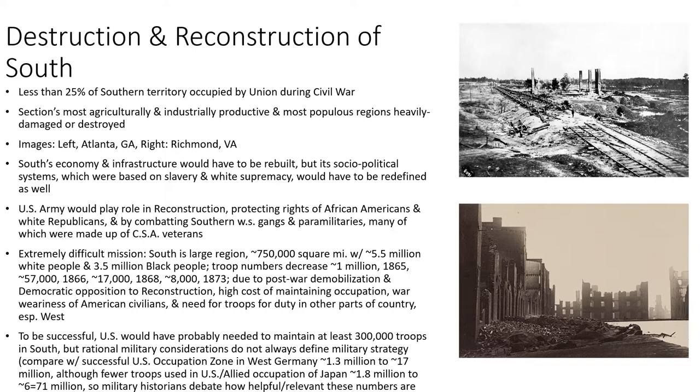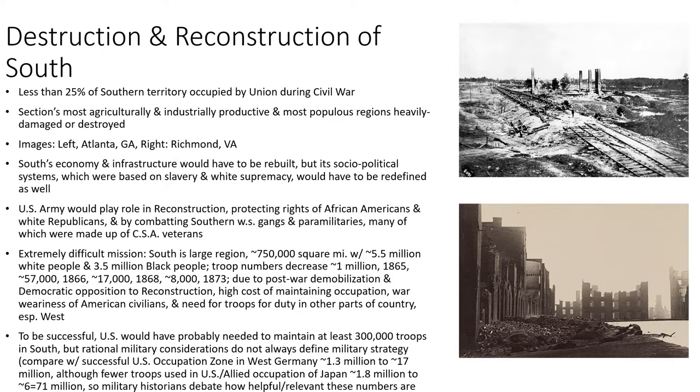First, we'll discuss some background on Reconstruction. For context, less than 25% of Southern territory had been occupied by the Union during the Civil War. However, the South's most agriculturally and industrially productive regions and its most populous areas were the areas that were occupied by the Union, and these were the areas that saw the most damage and destruction.